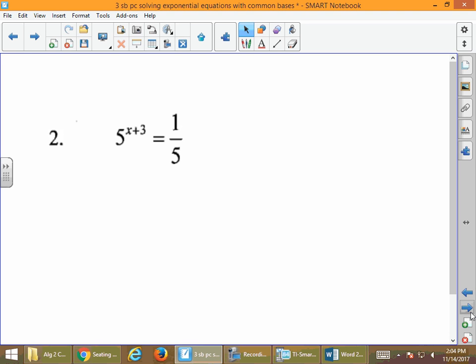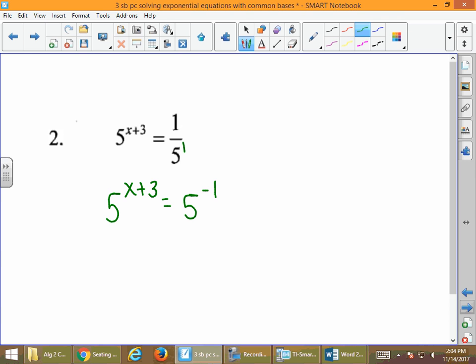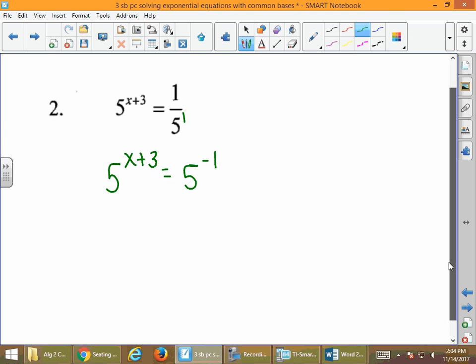Because it's a fraction, we can rewrite the right side of the equation using a negative exponent. Because this is 5 to the first power, we're going to flip and change the sign of the exponent. And it's 5 to the negative first. Already I'm realizing that I didn't check my work on that last one, so we need to make sure to check our work on this one.